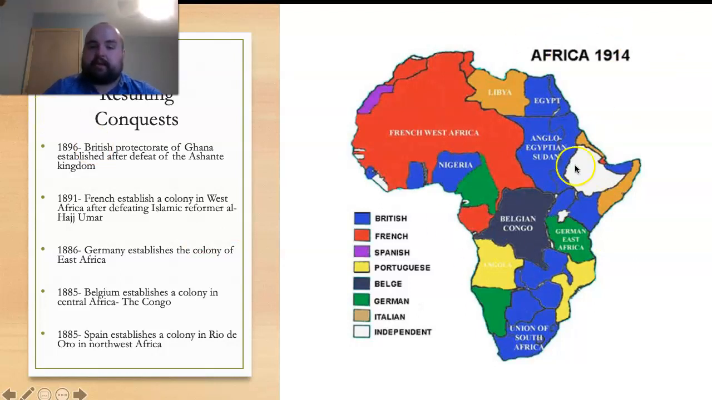By 1914, Africa had been split up into essentially this map you can see right here. For example, by 1896, the British Protectorate of Ghana had been established after the Ashanti Kingdom was defeated. By 1891, the French had established a colony in West Africa, which you can see here, after they defeated an Islamic reformer. By 1886, the Germans had established the colony of East Africa, which you can see down here. In 1885, the Belgians established a colony in Central Africa, the Belgian Congo. And by 1885, the Spanish had established a colony in Rio de Oro in Northwest Africa, which you can see a tiny sliver of right here.